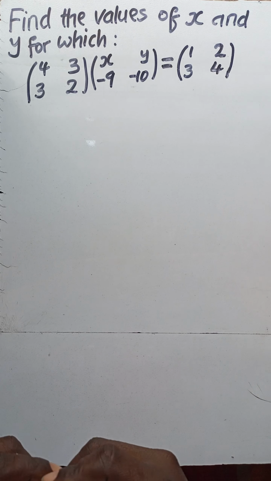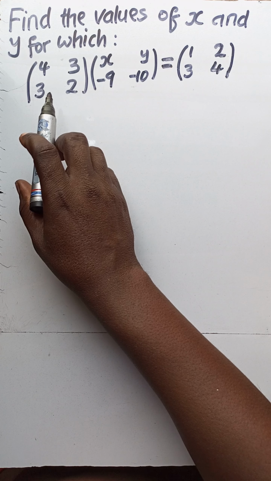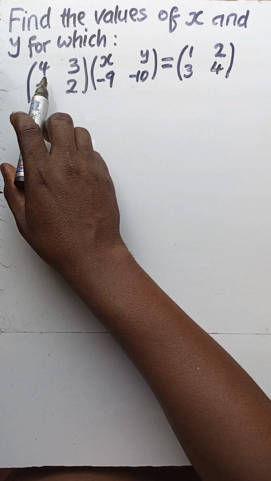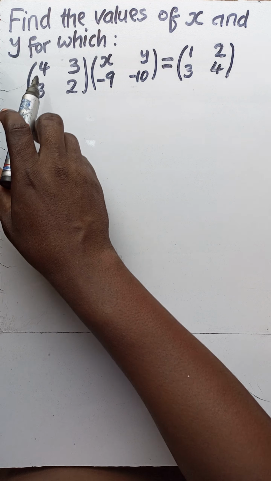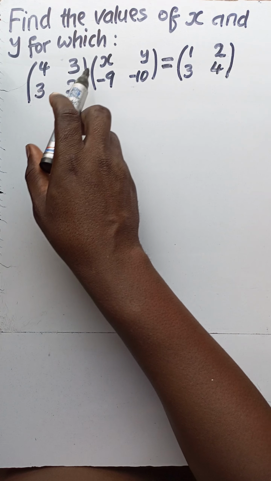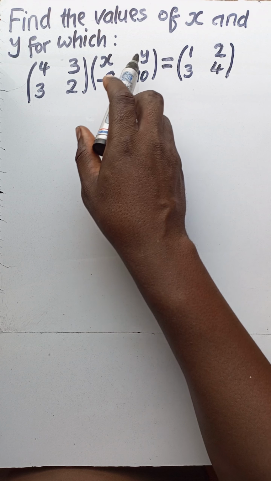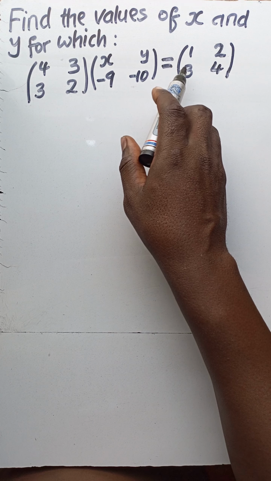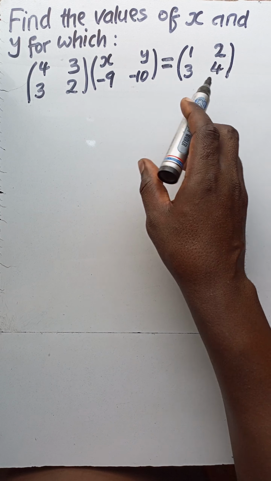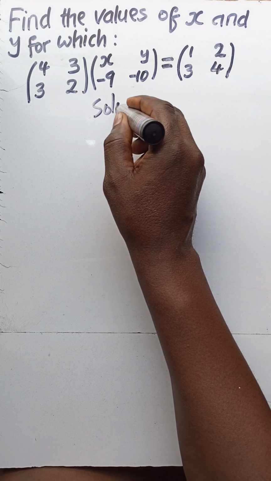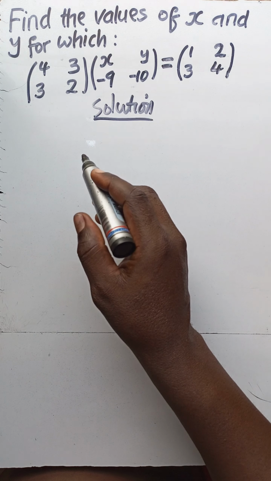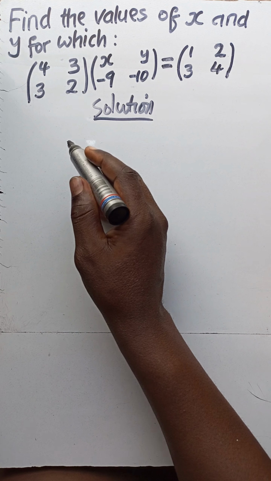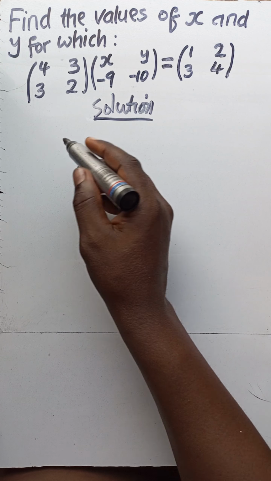Hi. To be able to solve this question on matrices, we will need the following notions about matrix multiplication. We have the matrix [4, 3; 3, 2] multiplied by the matrix [x, -9; y, -10], giving us the matrix [1, 3; 2, 4]. To solve for the values of x and y, we need the following notions about matrix multiplication.